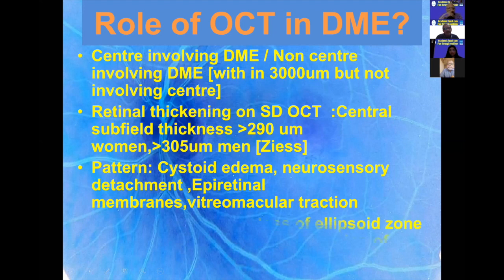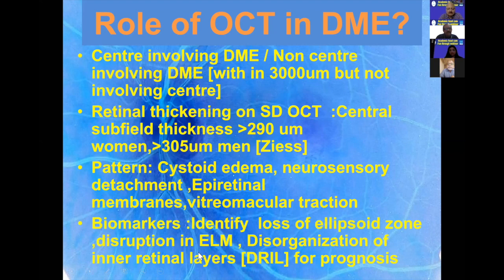Another important thing is the biomarkers. You have to identify loss of ellipsoid zone, disruption of external limiting membrane, and disorganization of the inner retinal layer. Disorganization of inner retinal layer is also known as DRIL, and all these things are important for prognosticating these patients, the outcome or prognosis in these patients.